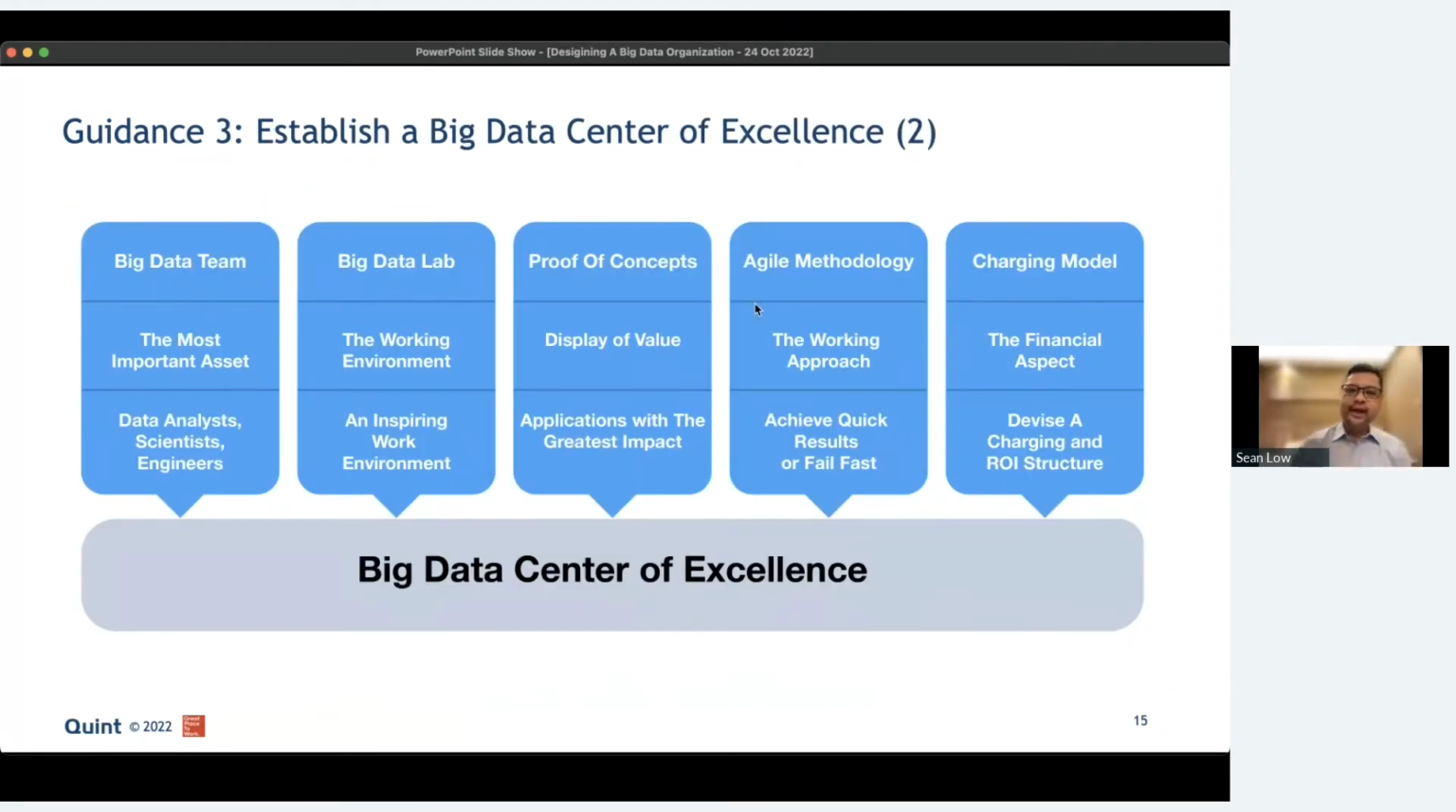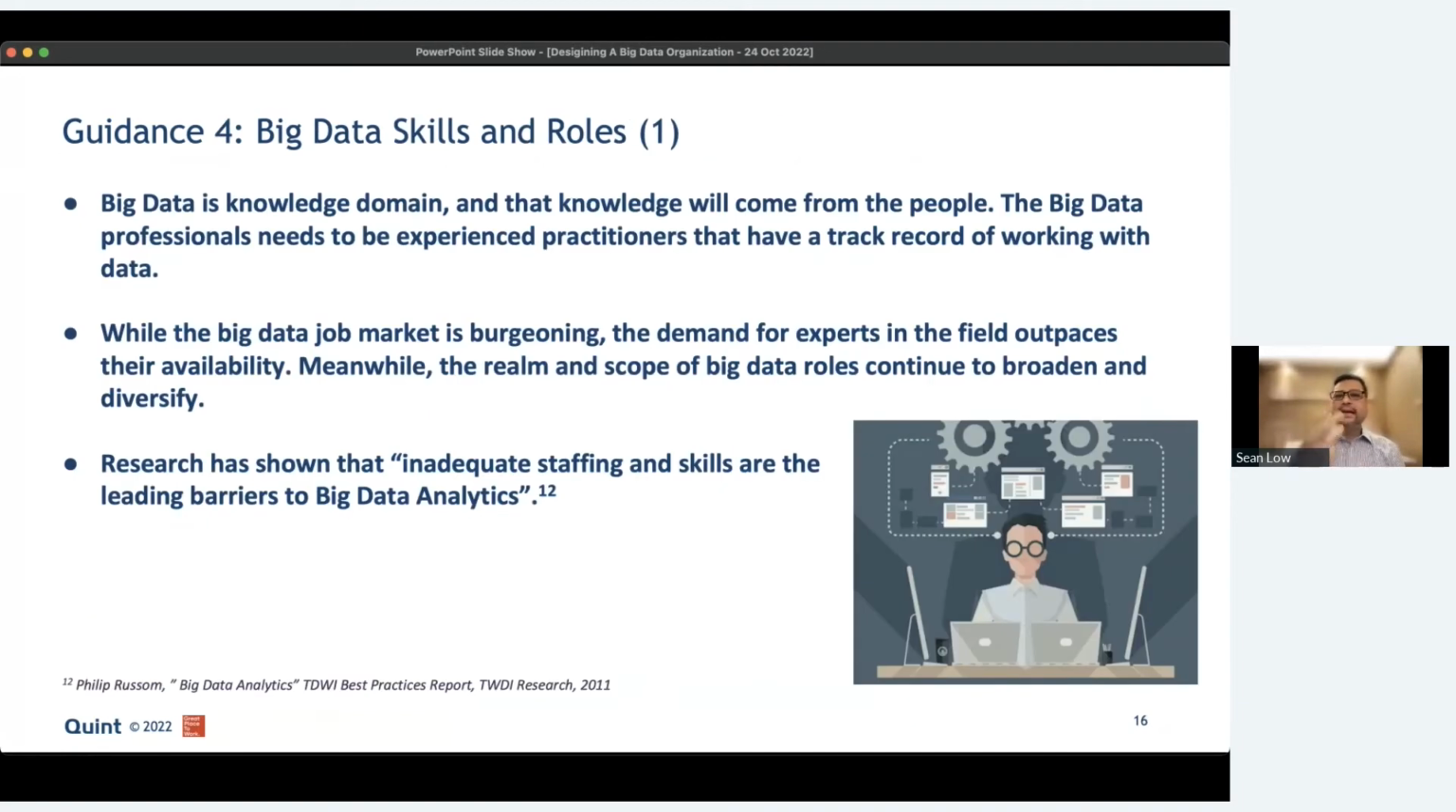So if you look at guidance 3, establish a big data center of excellence, this kind of also helps answer the next challenge, the roles and responsibilities and the people for big data. If you look at the first area of the center of excellence, it is the big data team. So in terms of big data skills and roles, big data is a knowledge domain. And this knowledge comes from the people using tools and processes and technology to get valuable information from data, right?